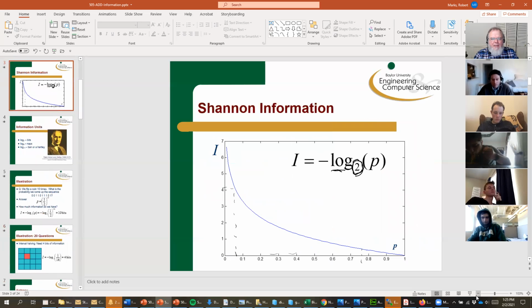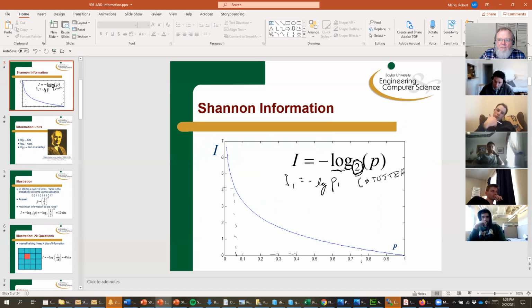Okay, I guess I didn't put it in here. Let me do this. So we have P1. I wanted to show the second axiom was true. This is, for example, the information from stuttering. I2 would be the information from being an engineer.